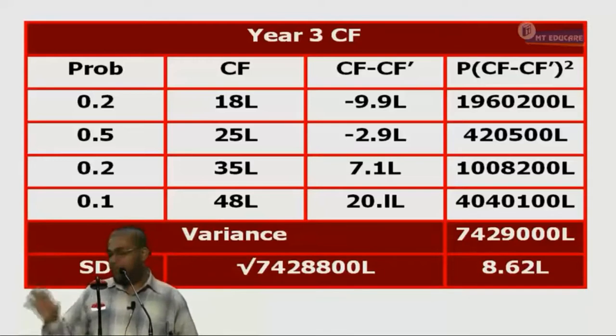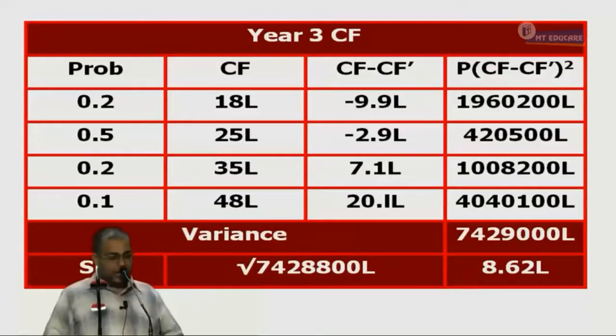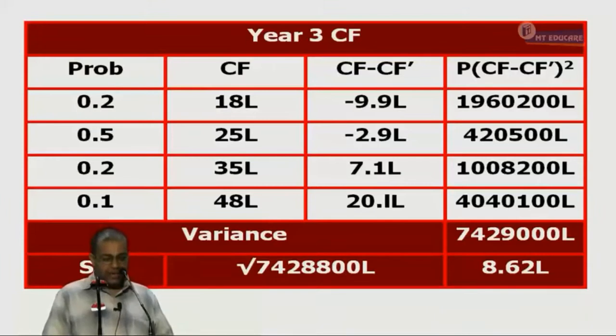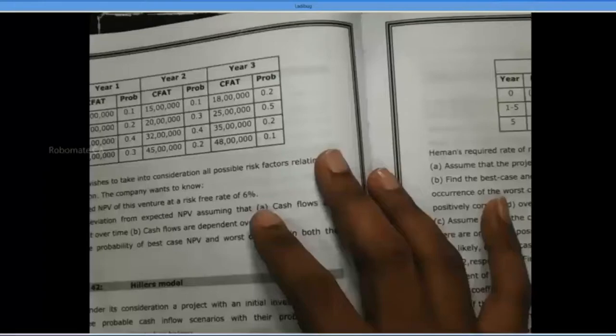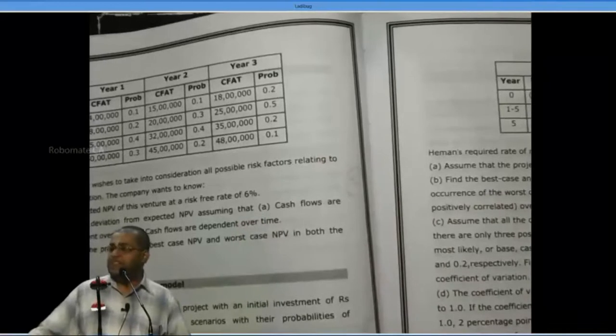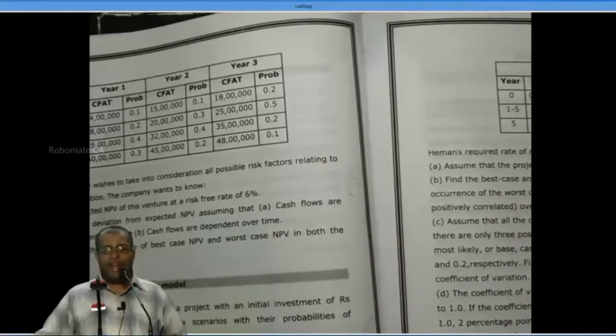Now, next, look at the question. What is the part A question? Expected NPV of the venture at the risk-free rate of 6%. Did you find out the expected NPV or not? What was the expected NPV answer? 24.97 lakhs is the expected NPV.